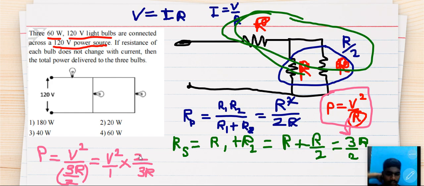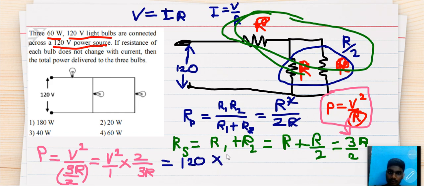I think you guys can understand. So what is the value given? The potential difference given is 120 volts between them. So 120 into 120 into 2 by 3 into R.